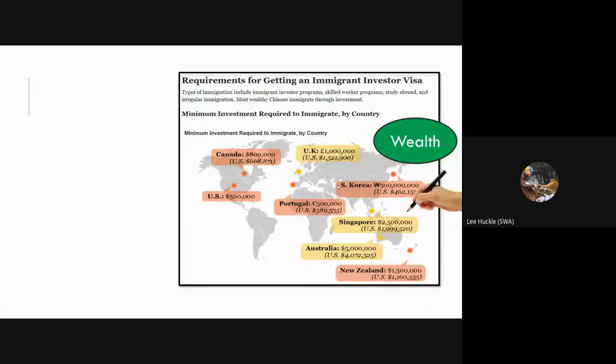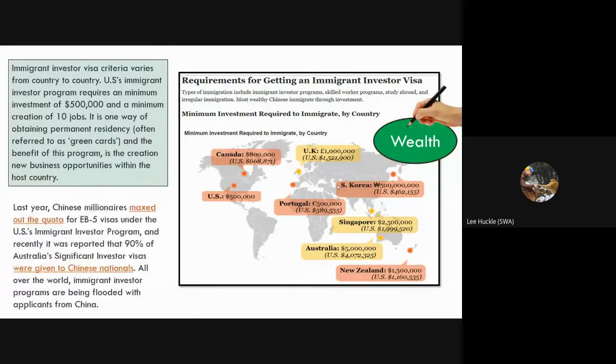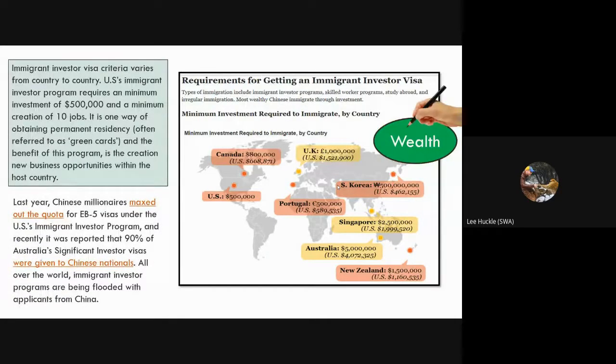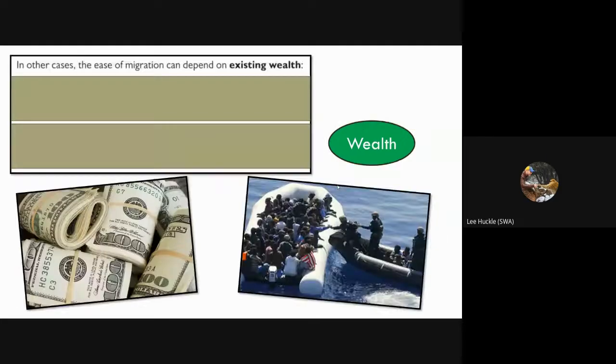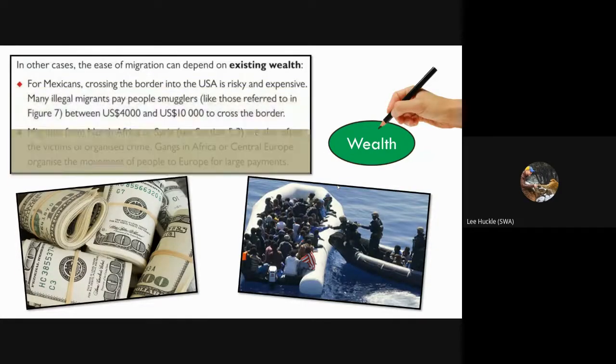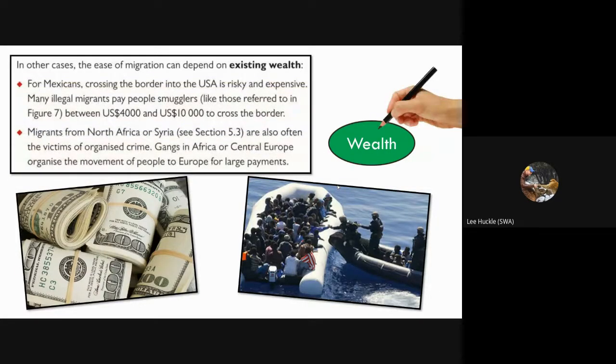And we then looked at some data, looking at the wealth factor as a really important factor in terms of a country's immigration policy. And different countries have different policies on the amount of wealth someone either has to have or should have or could have to come into your country. Again, a little bit more on wealth here, looking in particular at the Mexicans crossing the border and the migrants from North Africa.